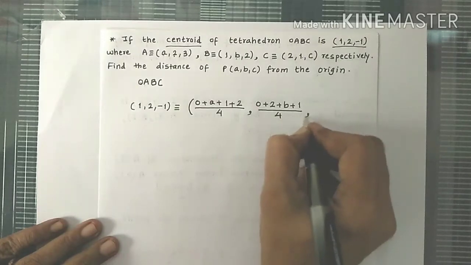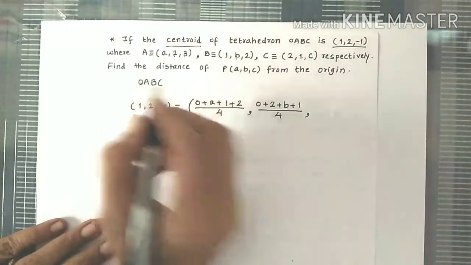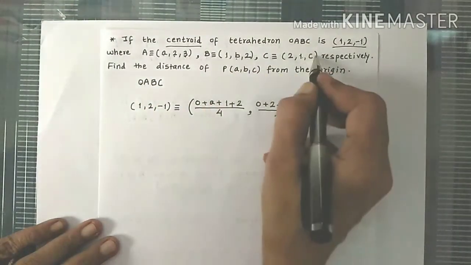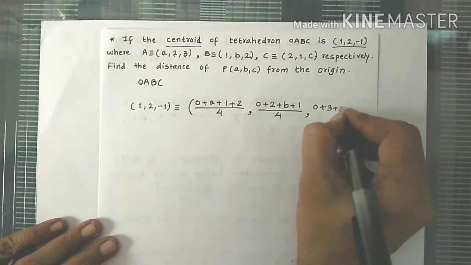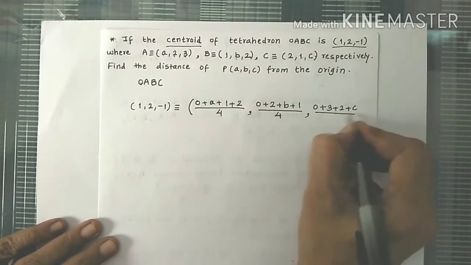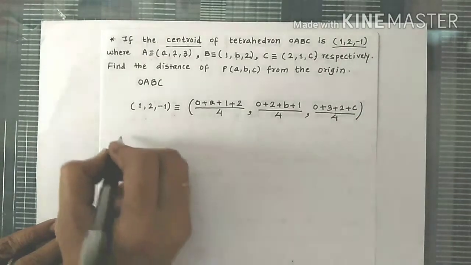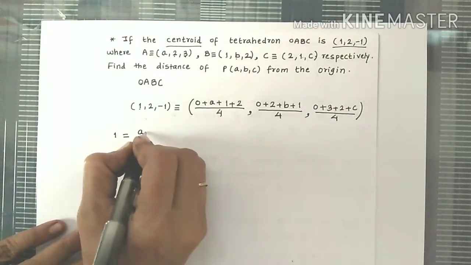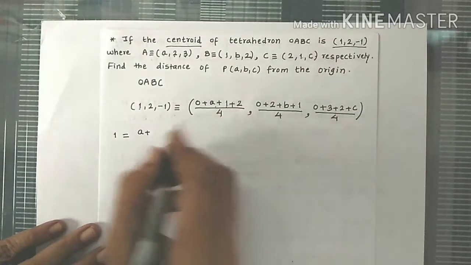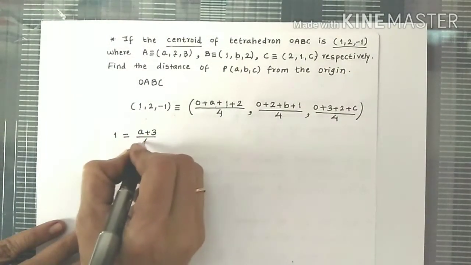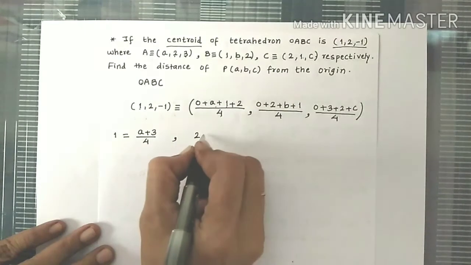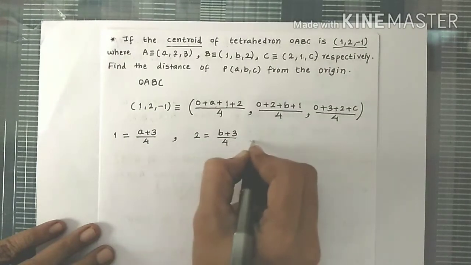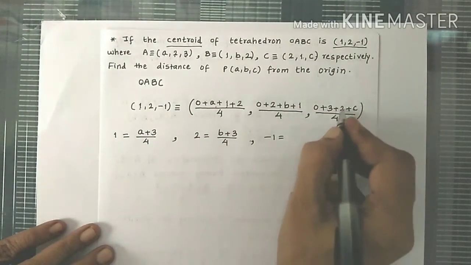Now for the z coordinate, add all the z coordinates. For the first one it is 0. Here the z coordinate is 3, here it is 2 and here it is c. So adding those we have 3 plus 2 plus c, divided by 4. Now let's solve this. Equating the x coordinates, 1 equals this, and let's simplify, so this becomes a plus 3 divided by 4. Now equating the y coordinates, we have 2 equal to b plus 3 upon 4, and minus 1 equals c plus 5 upon 4.